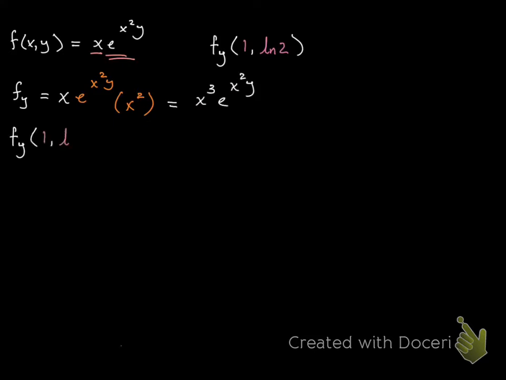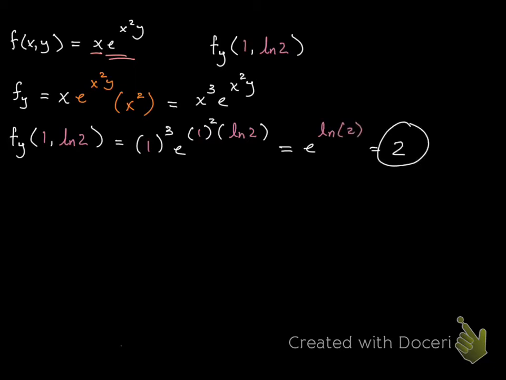So now when I plug in 1, natural log of 2 into my partial derivative here, x is 1, and that happens twice, and y is natural log of 2. So the 1 cubed out front is just a 1, and in the exponent, I have just a natural log of 2. All of that is 2. That's it. Just 2.